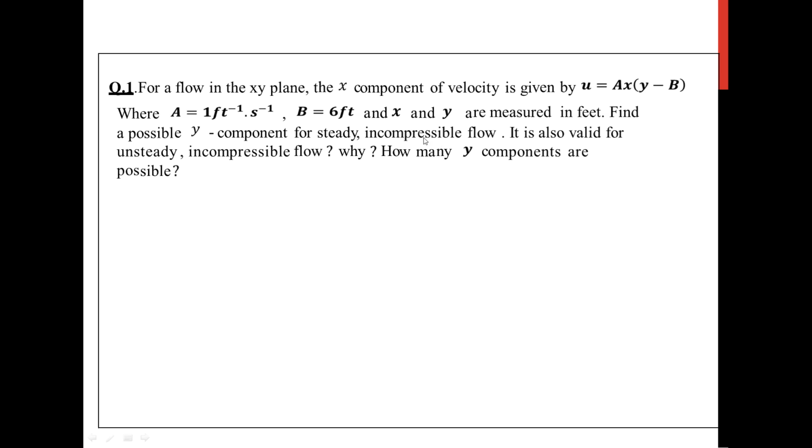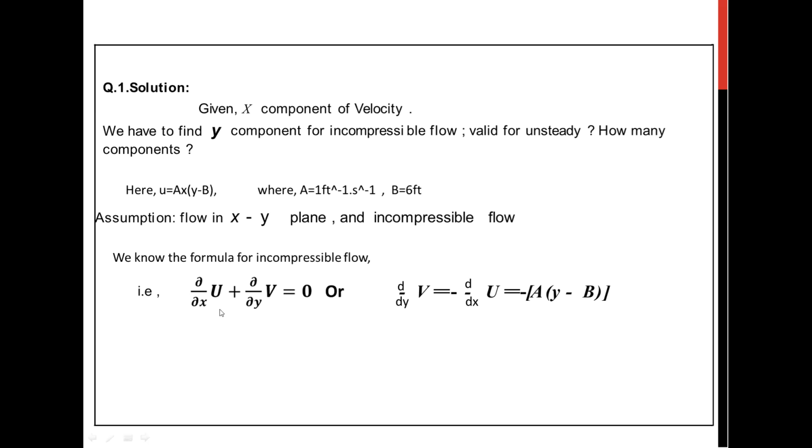For that, we know the formula of incompressible flow, that is del u by del x plus del v by del y equal to 0. Here u is the x component of velocity and v is the y component of velocity. We have to find v, the y component of velocity. To find that, we have to integrate this equation.